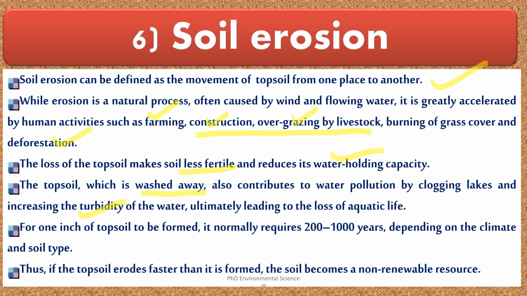Now, topsoil formation is a slow process. It normally requires 200 to 1000 years depending on the climate and soil type. Now, if the erosion rate is more than the natural formation rate of the soil, then soil becomes a non-renewable resource.